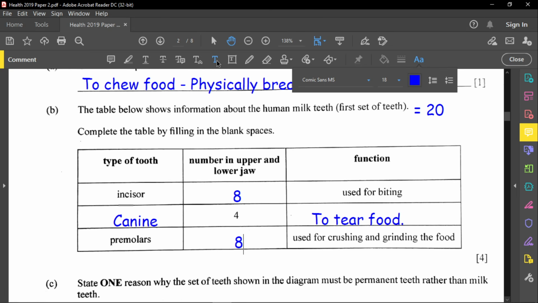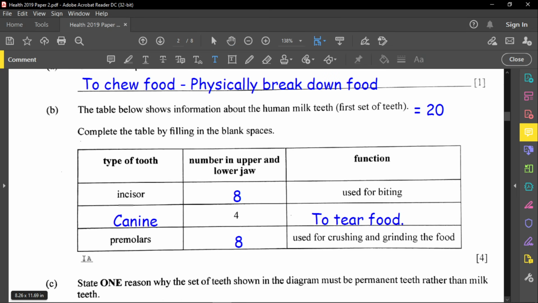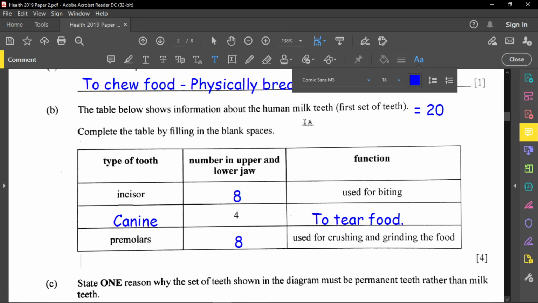And I was also going to put this in a different color, so you know this is not a part of the temporary teeth, but will be a part of the permanent. Just in case in the examination you see this, you can also answer it, because they could ask you for the entire permanent teeth, right?